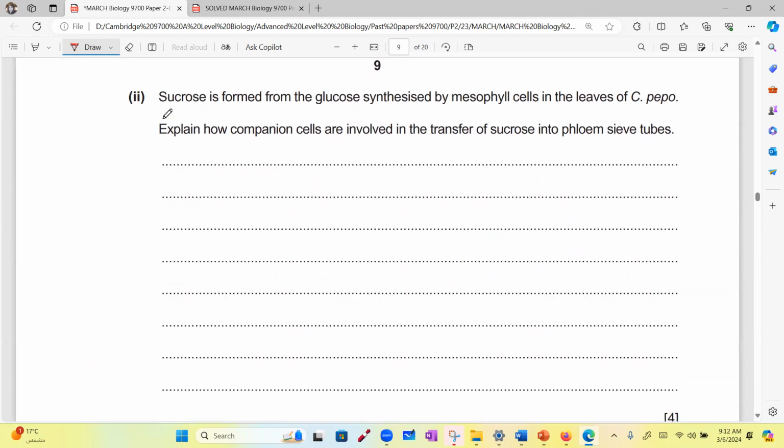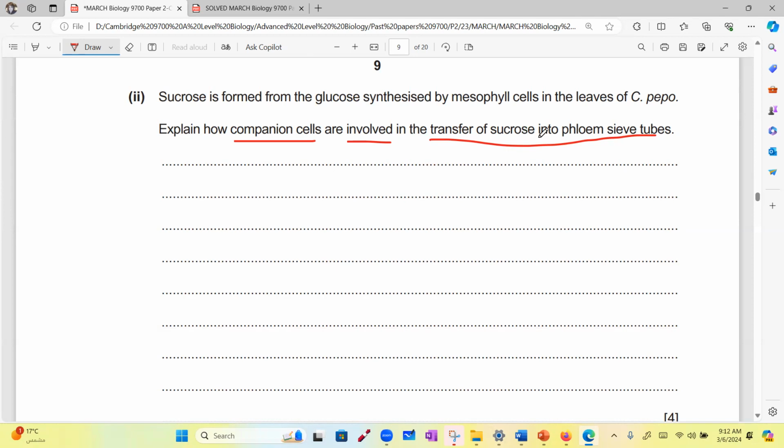Sucrose is formed from the glucose synthesized by mesophyll cells. Explain how companion cells are involved in the transfer of sucrose. I explained it today in detail. Write it. Okay? We said we will talk about the hydrogen pump and we will talk about the co-transporter protein and the transfer of sucrose into the phloem sieve tube element. And then we will say the apoplastic pathway.